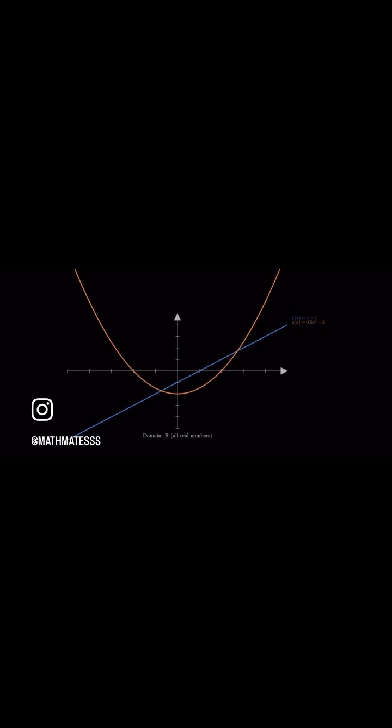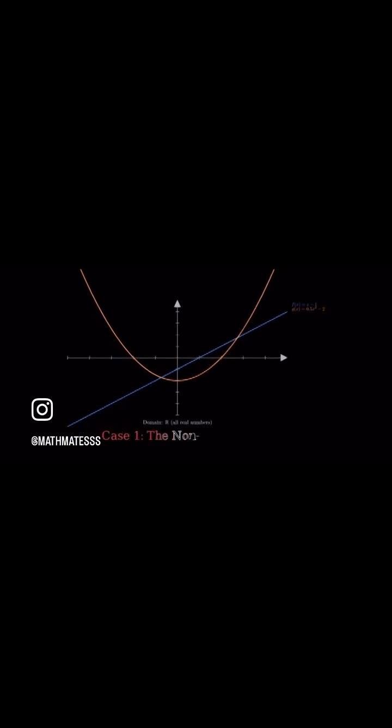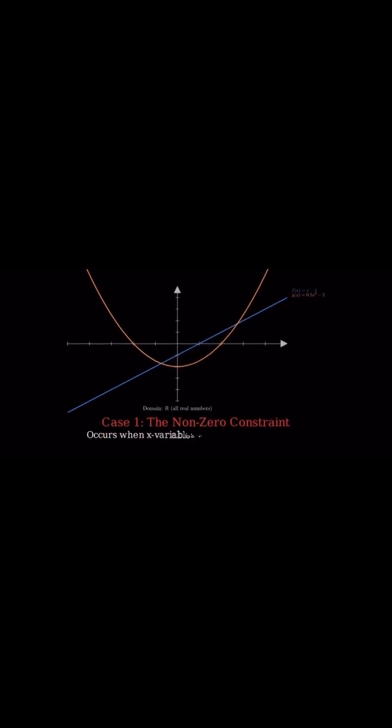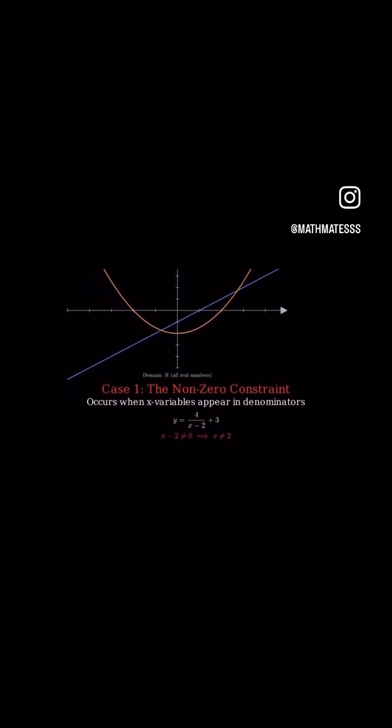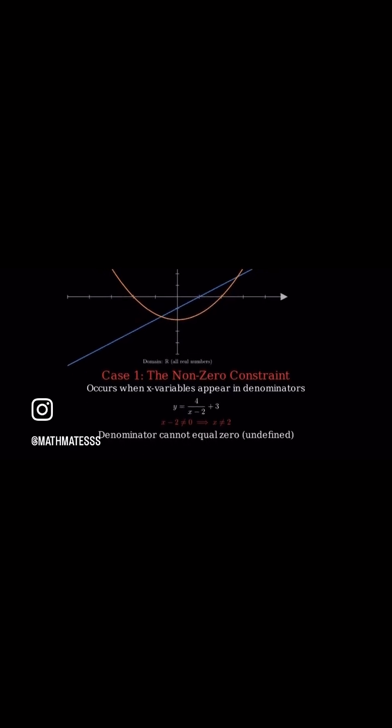Case 1, the non-zero constraint. This constraint occurs whenever x variables are seen on the denominator of a function, and so the denominator must not equal 0. The non-zero constraint explains that if we have y equals 4 divided by x minus 2, plus 3, then x minus 2 does not equal 0. This is because a function cannot have a denominator equal to 0, as that would be undefined. Now remember, this occurs for any function that has a denominator.